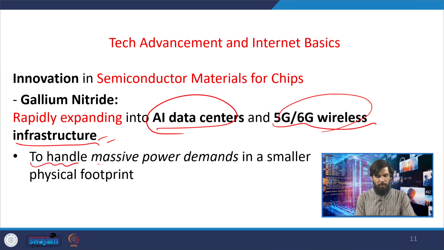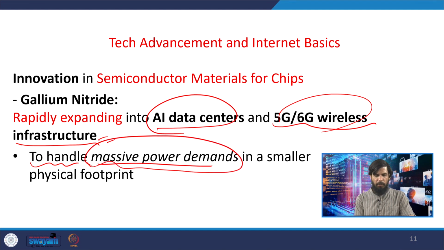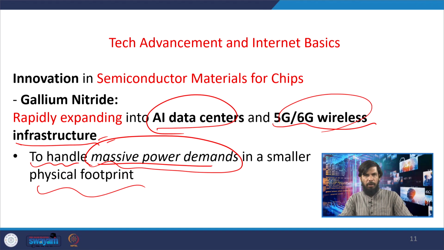With AI data centers and 5G and 6G wireless infrastructure, this change lets them handle massive power demands in a smaller physical footprint, because there is a physical limit to these data centers and infrastructure, but the power demand is huge. So using chips made out of gallium nitride, they can handle this demand much better than silicon-based chips can.